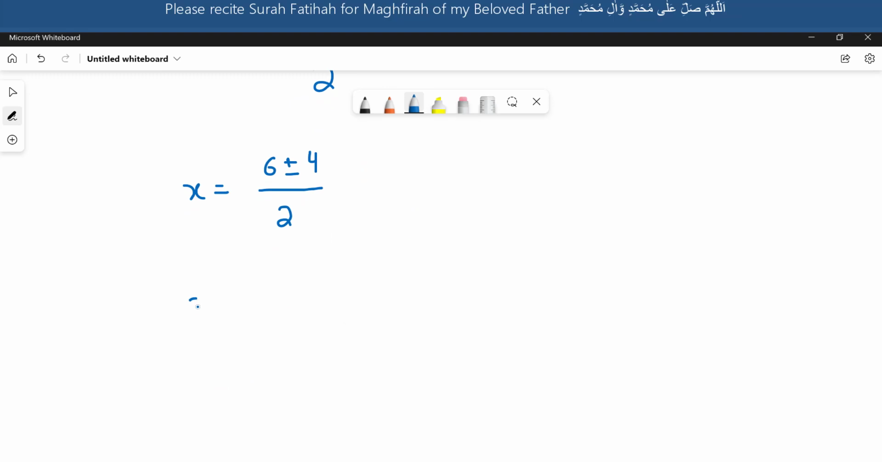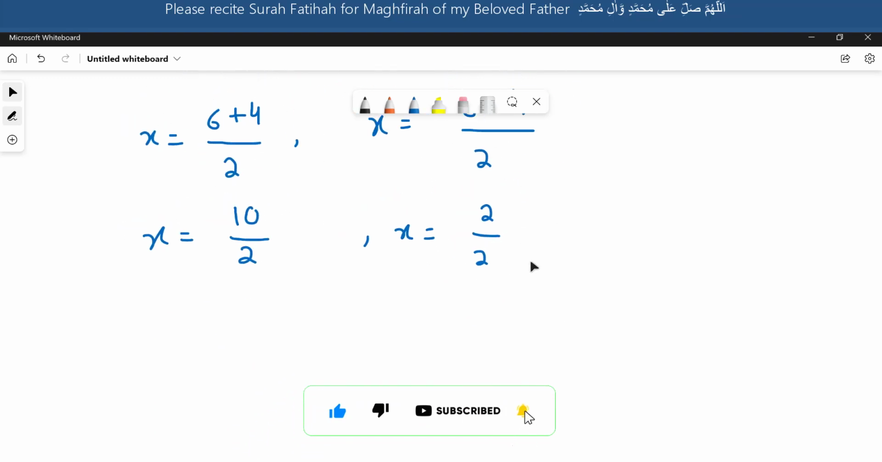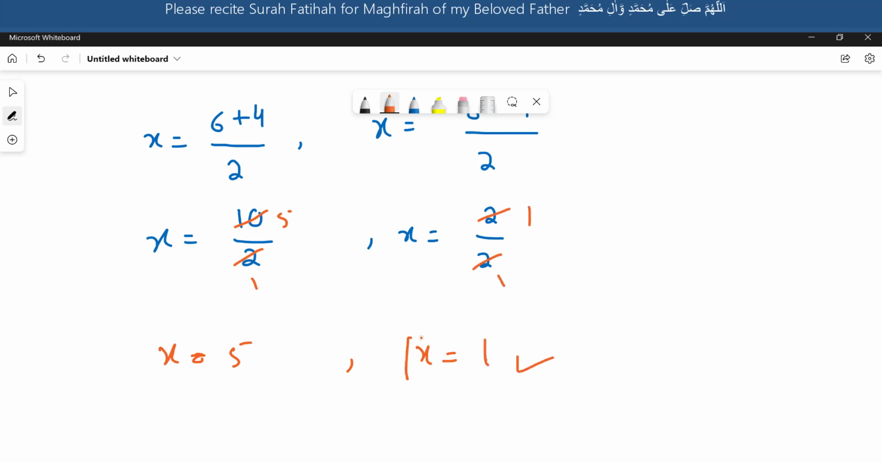Now we are going to separate both the values. x equals 6 plus 4 upon 2, and x equals 6 minus 4 upon 2. Now 6 plus 4 is 10 over 2, and 6 minus 4 is 2 over 2. So we got the same answer, x equals 5 and x equals 1. Here we go. 5 times 2 is 10 and 1 times 2 is 2. So we got the values.